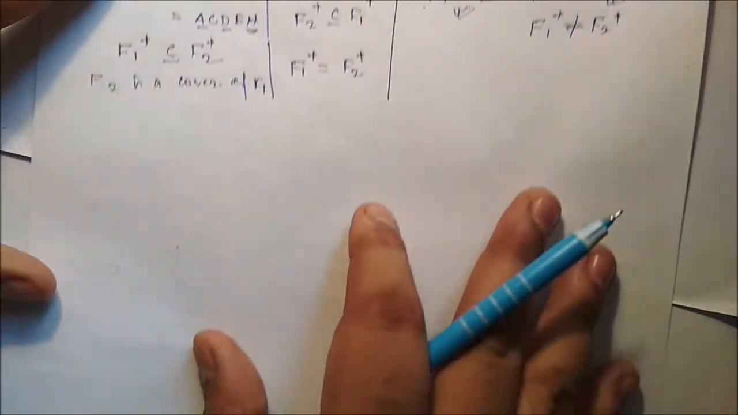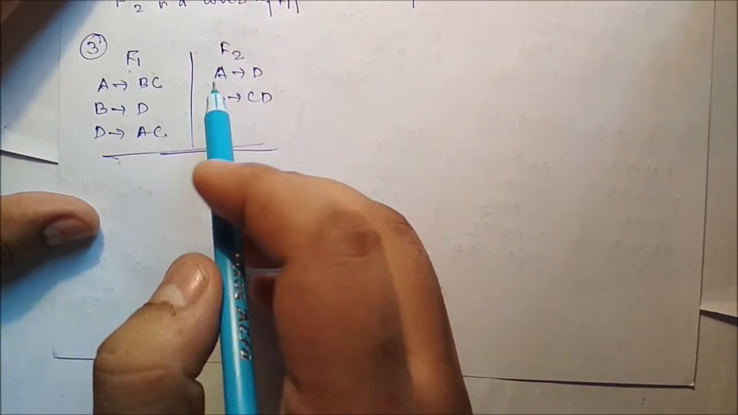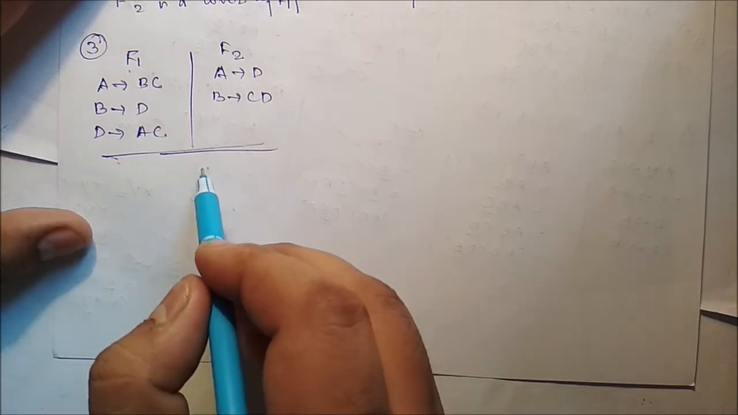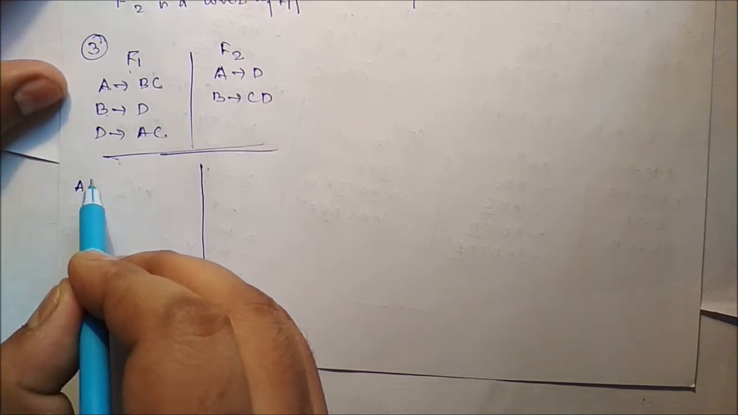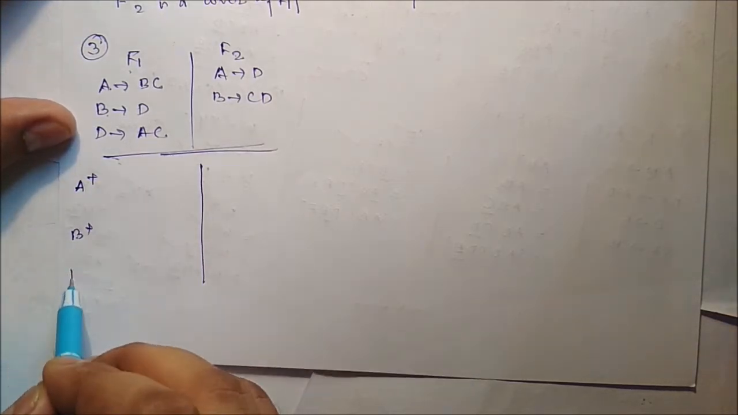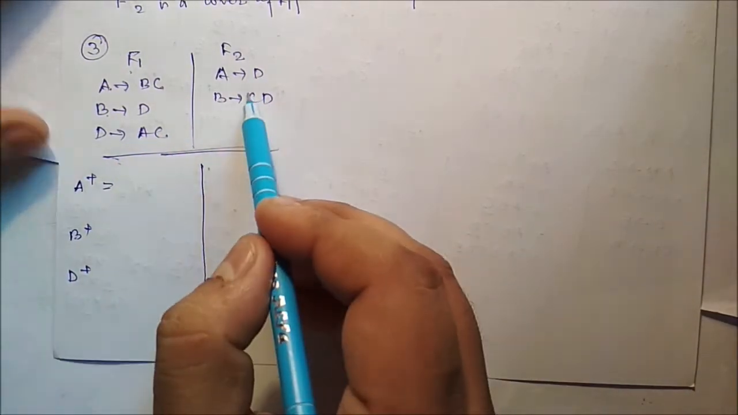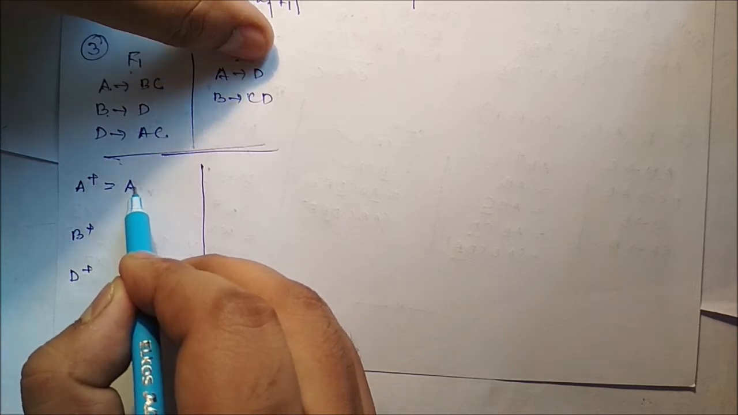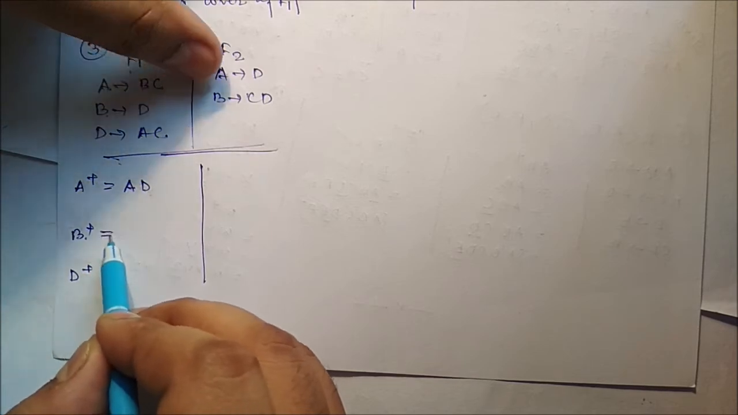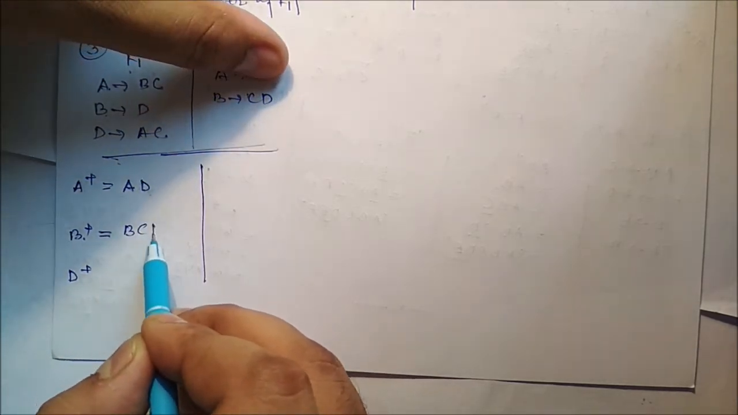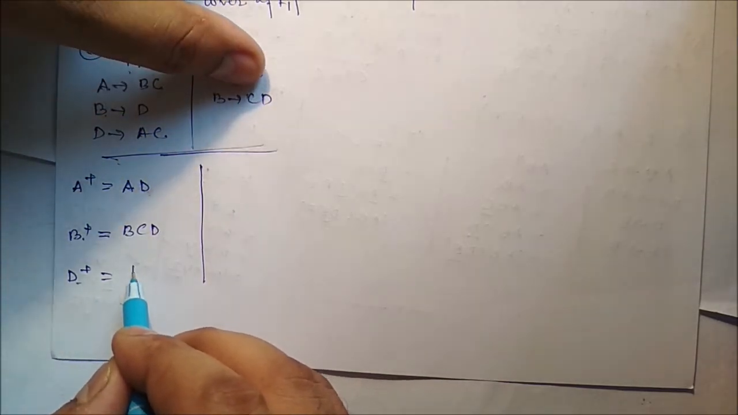Now we can take another example. We have two sets of FDs, F1 and F2, and we have to identify whether they are equivalent or not. So what you can do is identify the closure for A, B and D. So A closure, B closure and D closure. Using this FD, using A we can identify A as well as D, so only AD. From B we can identify B as well as CD, nothing more. And using D we can identify D only.